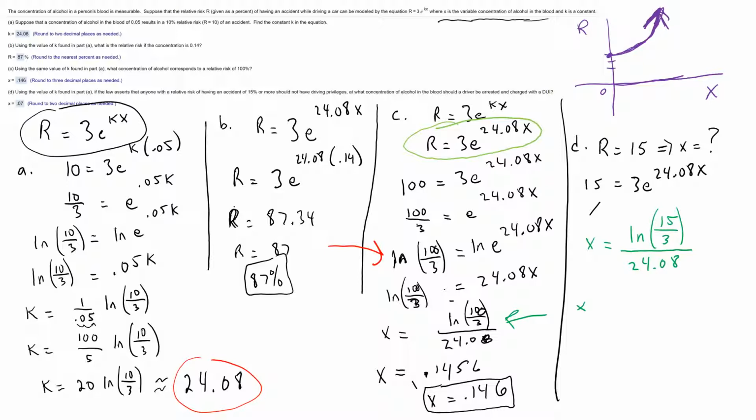And then I'm going to use my calculator. Natural log of 15 divided by 3, close the parentheses, and then divide by 24.08. And using my calculator, I get 0.0066837 and so on. But in Part D, it says round to 2 decimal places. So the alcohol level for DUI would be 0.07.